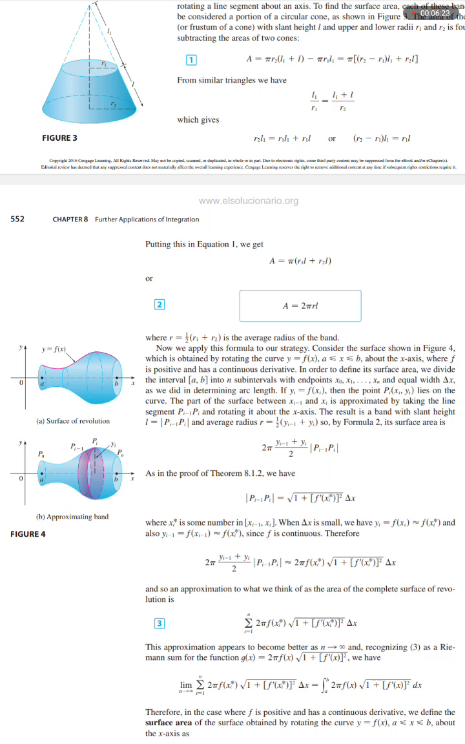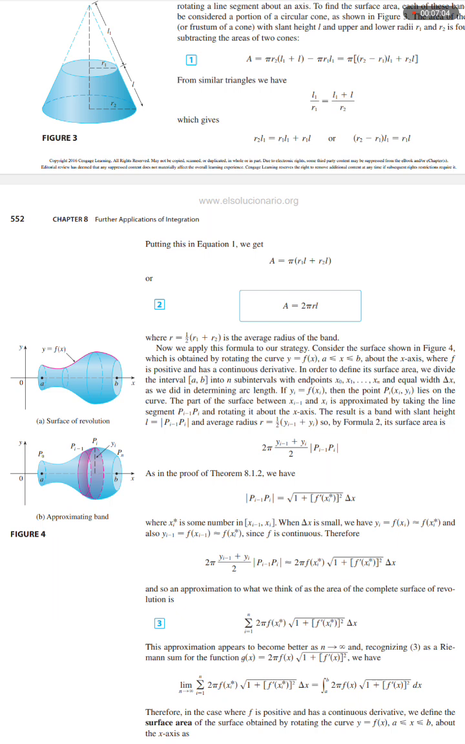Sidebar, figure 4, 4A and 4B. 4A is the surface of revolution, where y equals f of x, and 4B is the approximating band, with P sub 0 as a point, P sub i minus 1, P sub i, where we have y sub i, and P sub n. Points A and B.